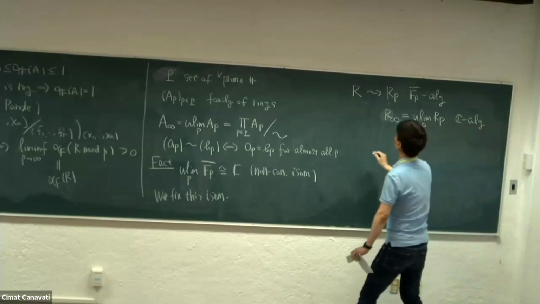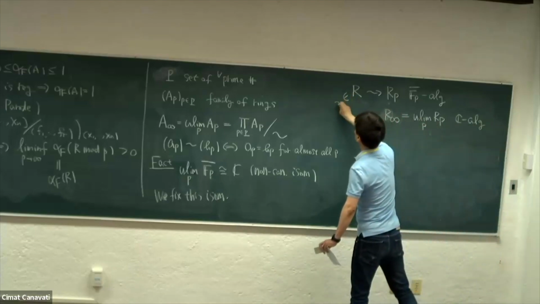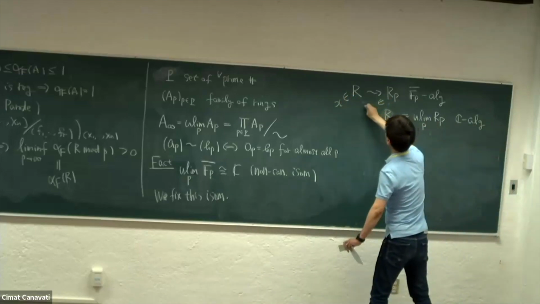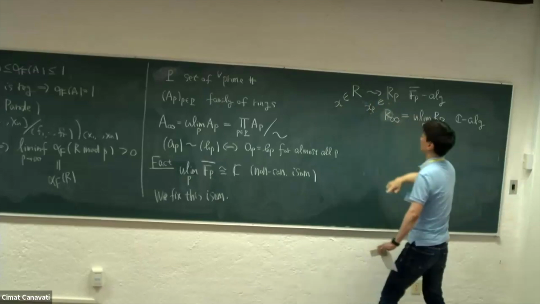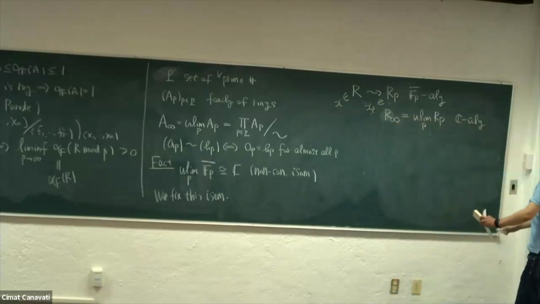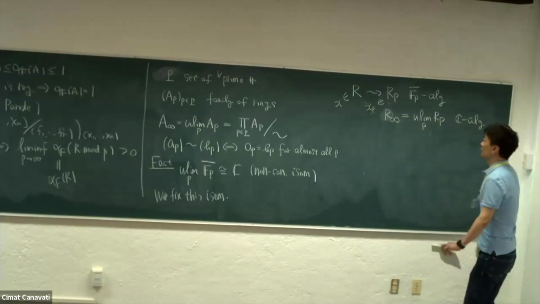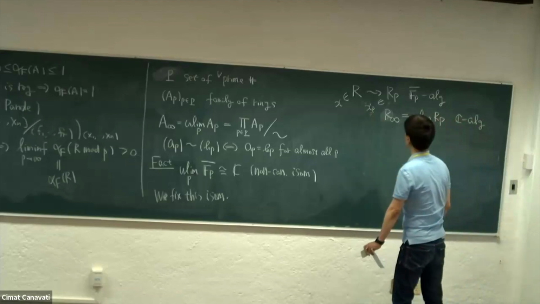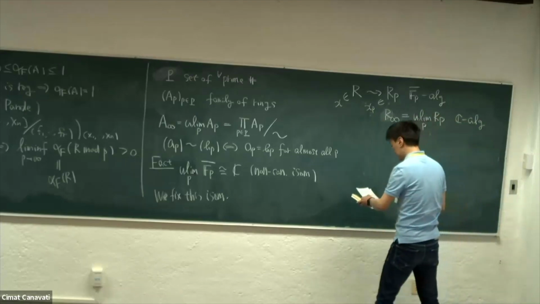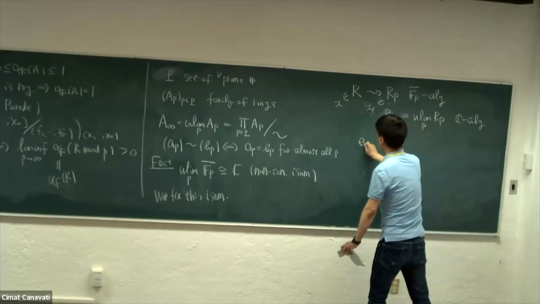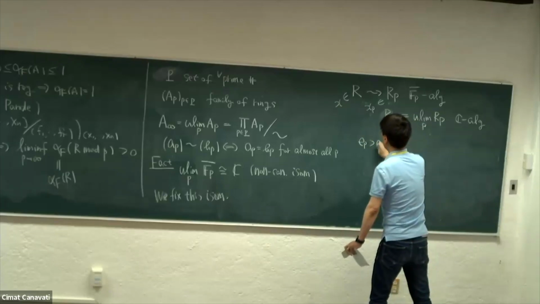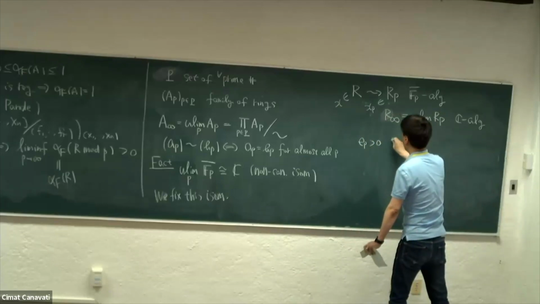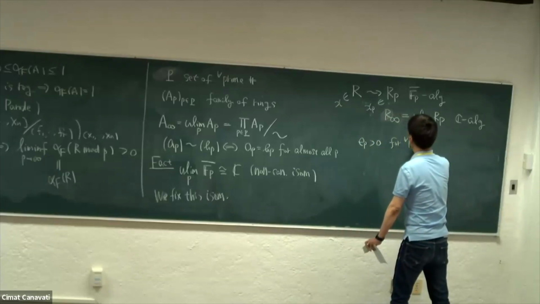And similarly, if you have an element X in here, then you get the element X sub P here by the same argument. Okay. So then, E sub P is a positive integer for any P.